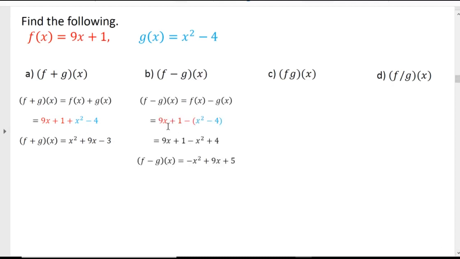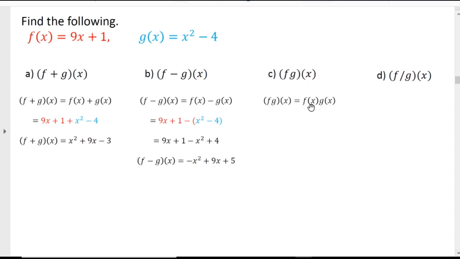Substitute the equations, 9x plus 1 minus x squared minus 4. We're going to distribute this negative into the parentheses, so we get -x squared, and negative times negative 4 is plus 4. Gather your like terms, so we end up with -x squared plus 9x plus 5.